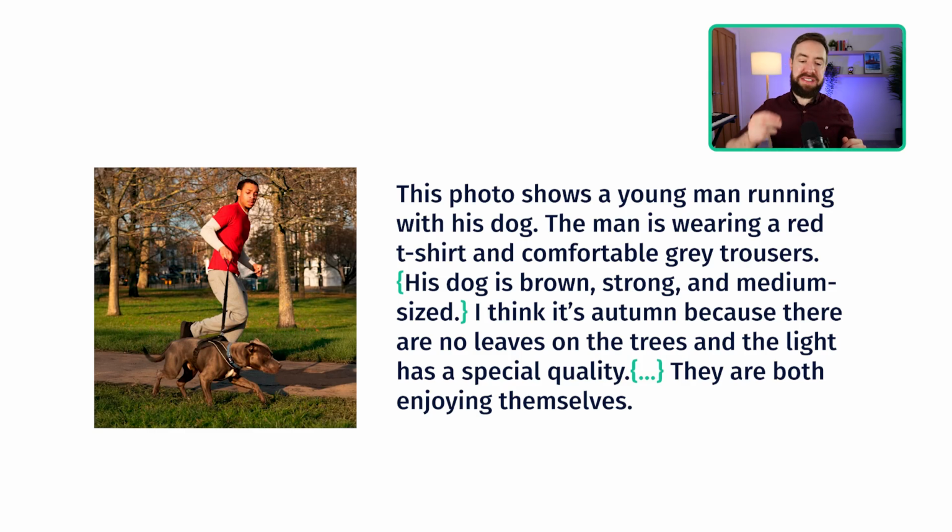So we still start by saying this photo shows a young man running with his dog, and then we talk about the man, like what he's wearing, and then we talk about the dog. So we've put the sentence about autumn, about when, a little bit later. So we've got all of the subjects, the man and the dog, earlier in our answer.